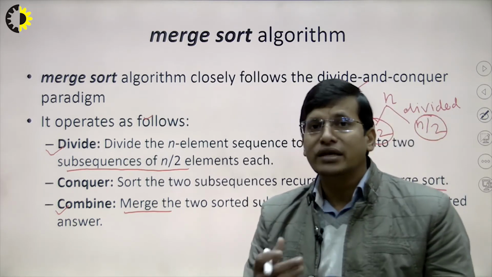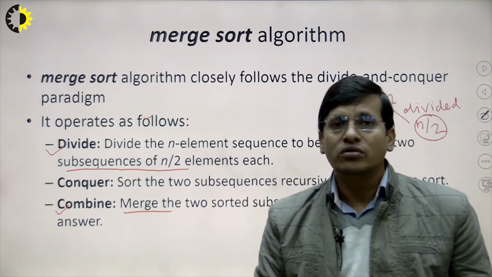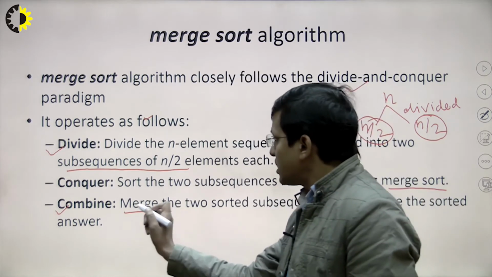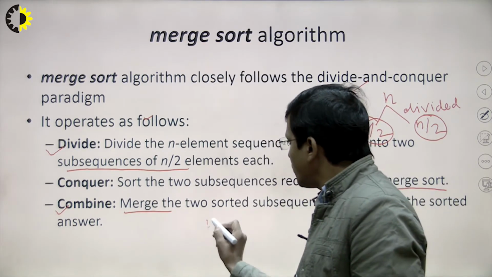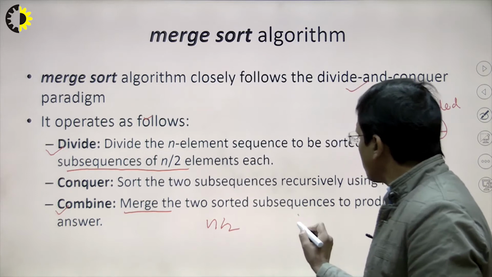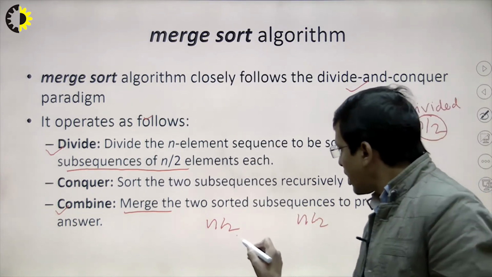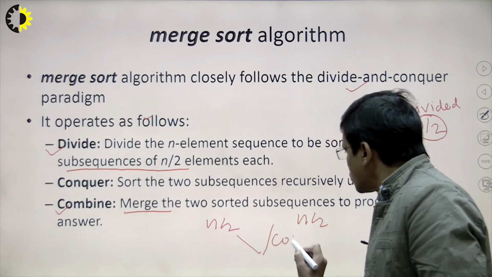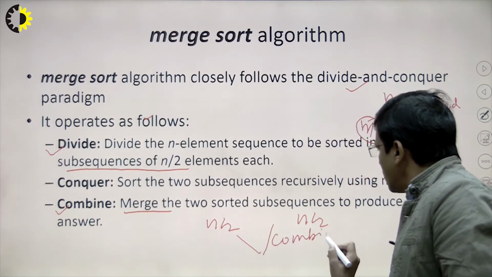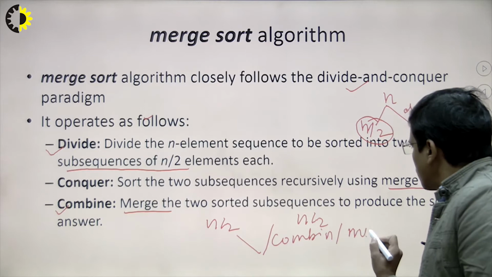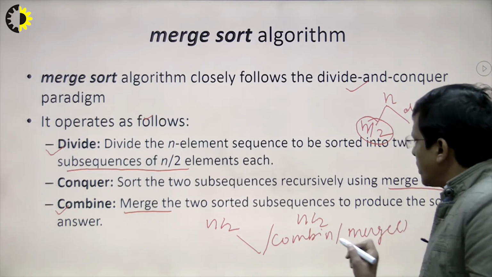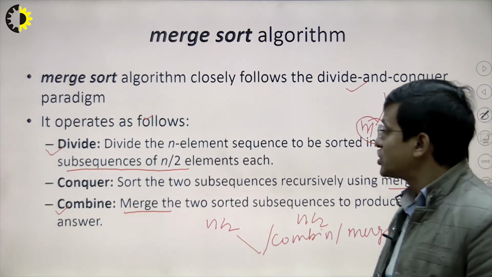Now we are combining the roll numbers in sorted order. Basically, in the combine approach we have n by 2 elements in one sorted list and n by 2 elements in the other sorted list, and now we try to combine them. Here, for the combine step we call the merge function. Merge is basically the combine approach in merge sort.